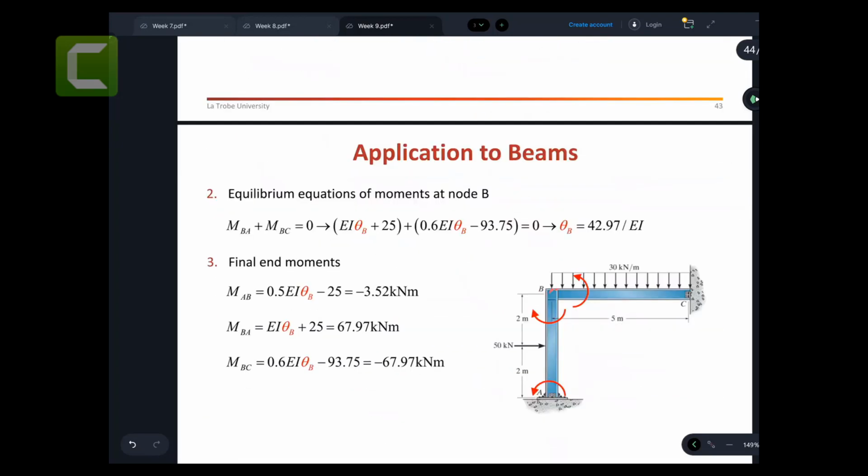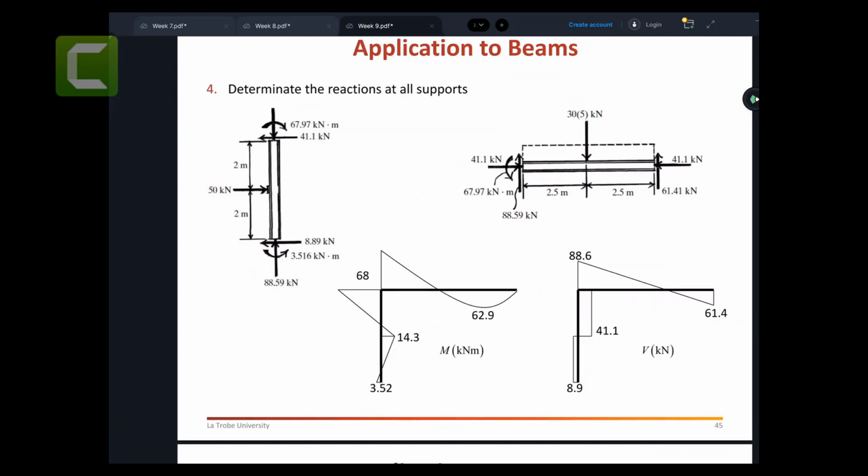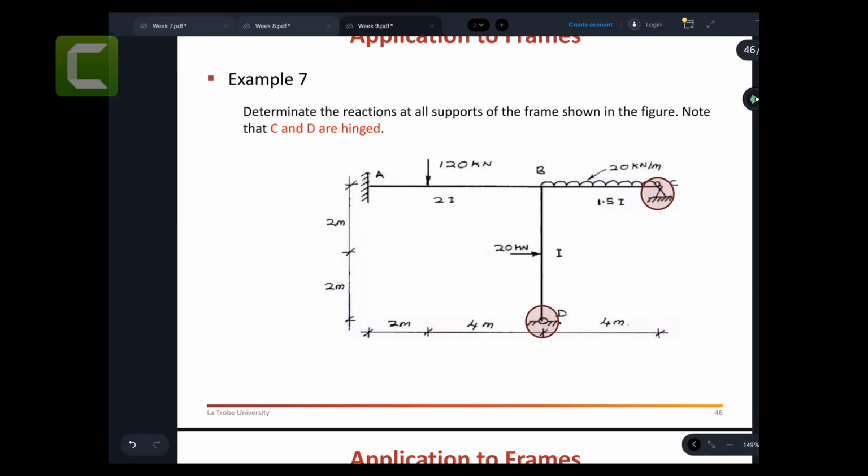You can use the equilibrium here, whatever the moments applying on these ones, and you can calculate theta B. Substitute theta B in our slope deflection equations, and you can find the end moments. From those end moments, you can find the reaction forces, and you can draw the shear force and bending moment diagrams. Another one, you can look at this. This one you can't fix, but these ones you can fix.